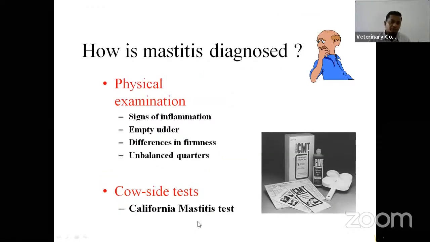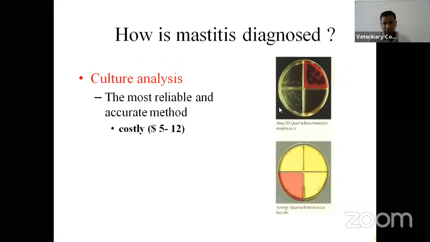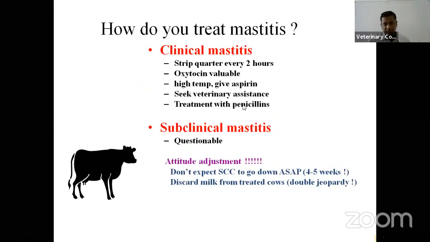So their increase in the number we detect by somatic cell count, or by coagulating the DNA that is present in these somatic cells, such as the California mastitis test and the other variants of this CMT. Okay, we can culture also, but it is a very costly affair, because there are more than 200 different kinds of microorganisms associated with mastitis. That is a difficult task.